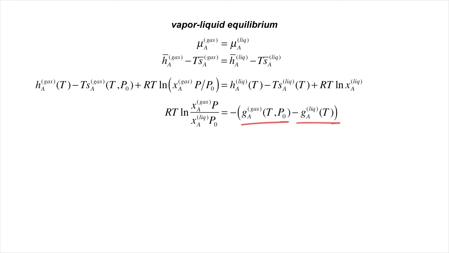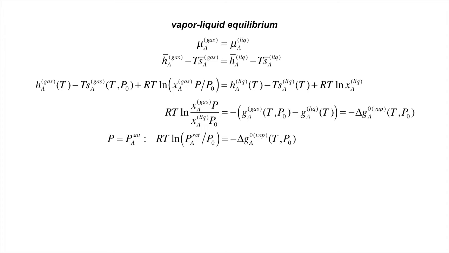At equilibrium, the chemical potential of A in the gas and liquid must be equal. Re-expressing G bar as H bar minus T s bar, and substituting the expressions we just derived for H and S, we get the equation shown here. Note that the quantities here and here correspond to the Gibbs free energy of the liquid and gas at temperature T and pressure P0. Collecting these terms together, we can identify this as the standard Gibbs free energy of vaporization at temperature T and pressure P0. Note that this term is not zero because it is defined at a standard pressure P0, not the saturation pressure at temperature T.